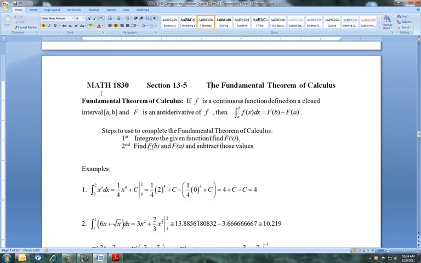Hello everybody. Now we're going to look at section 13.5, the fundamental theorem of calculus.